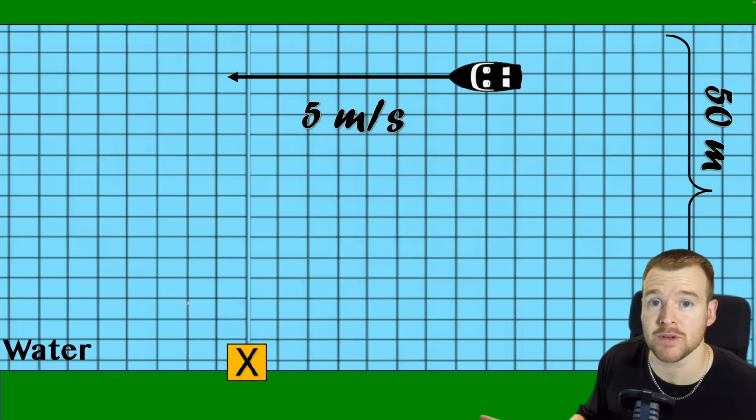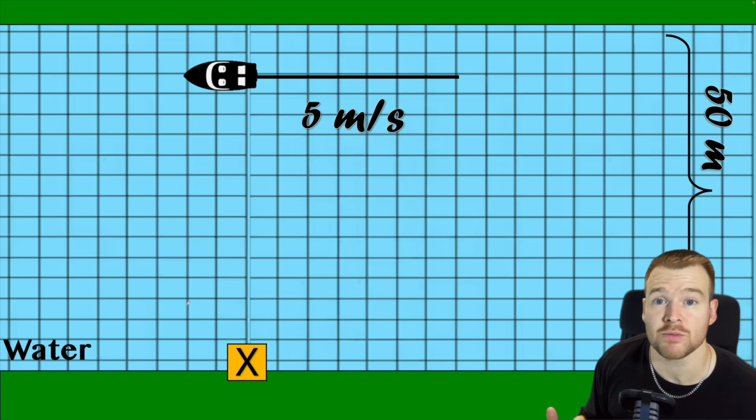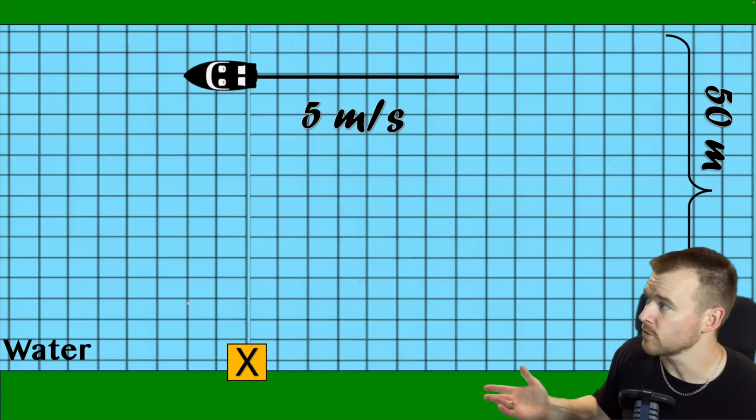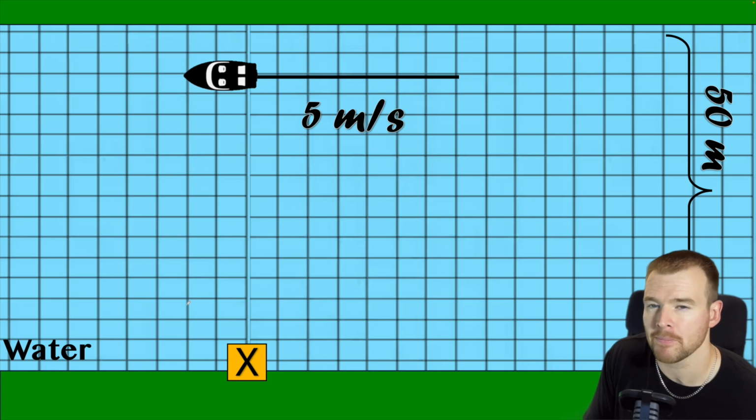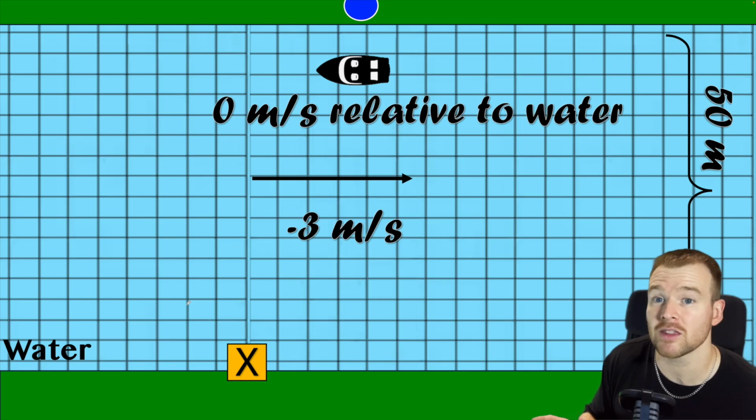Again, we're going to drive at 5 meters per second. That would be 5 meters per second relative to the water, but also 5 meters per second relative to the shore. But now we're going to start to get hopefully a little more comfortable with the wording when we get the water moving.